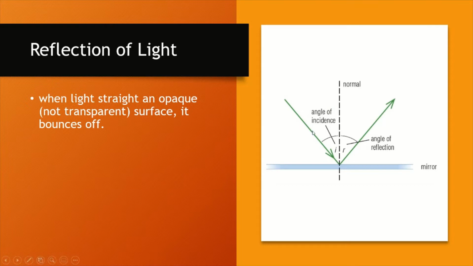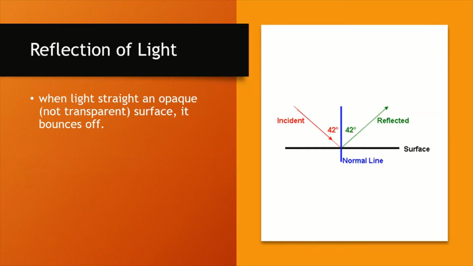Alright, so you see the incident ray is here, the reflected ray is there, normal is here. So this is the incident angle and this is the reflected angle. So if the incident angle is 42 degrees, the reflected angle will also be 42 degrees. Okay, law of reflection.